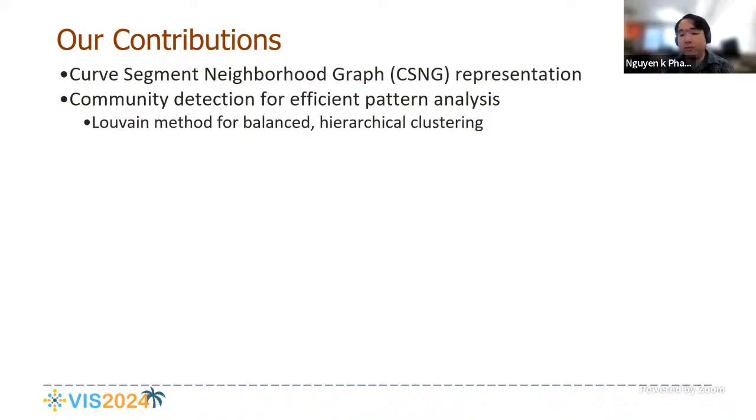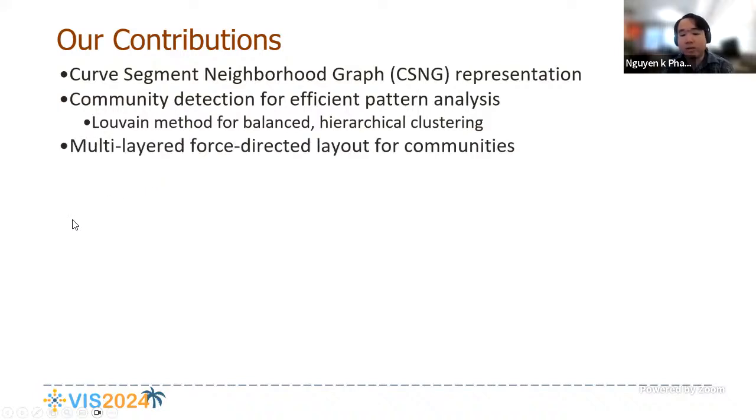We chose this approach for several reasons. Firstly, the Louvain method is known for its efficiency and scalability, making it suitable for large-scale flow data. Secondly, it produces a hierarchical community structure, aligning well with our multi-layered visualization approach. Thirdly, the method tends to find a good balance between the number of communities and their sizes, which is crucial for meaningful pattern analysis in flow data.